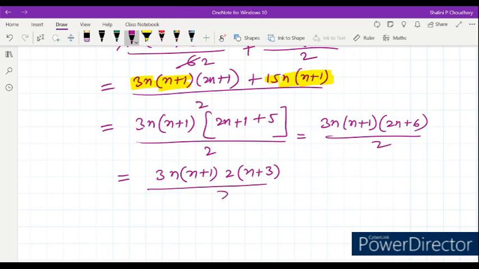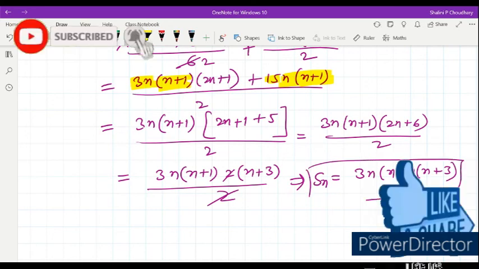Divided by 2, the 2 cancels. So S_n, the value of S_n, will be 3n into n plus 1 into n plus 3. Okay, so this will be the value of S_n.